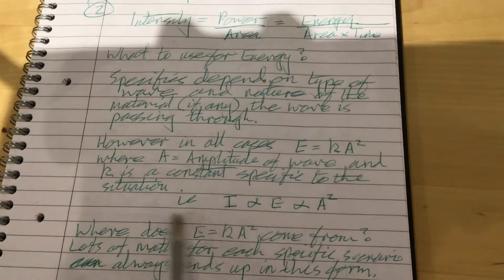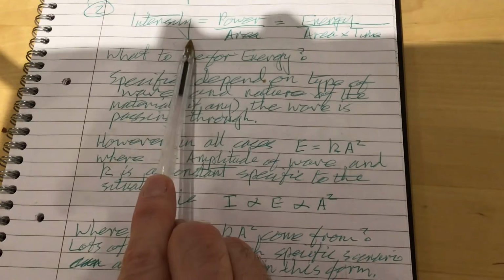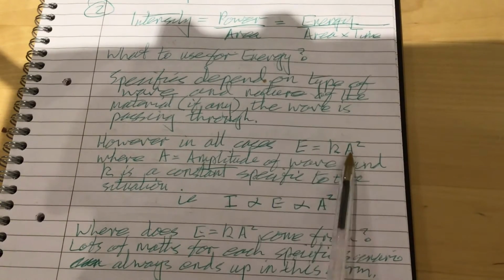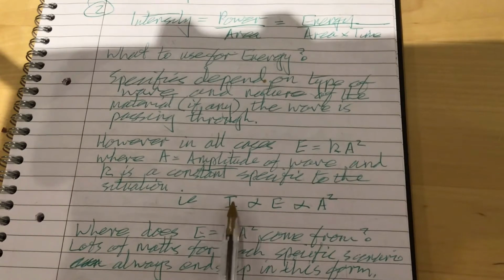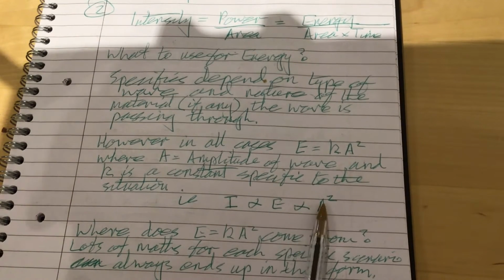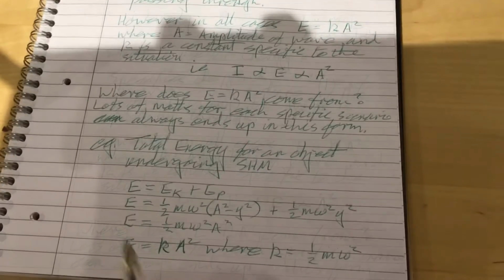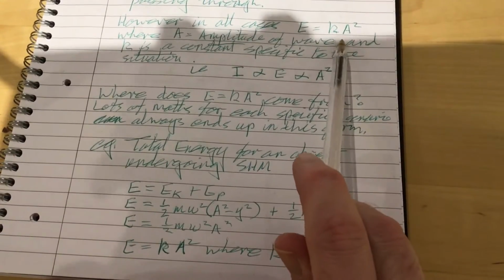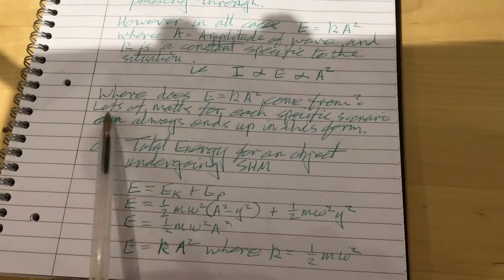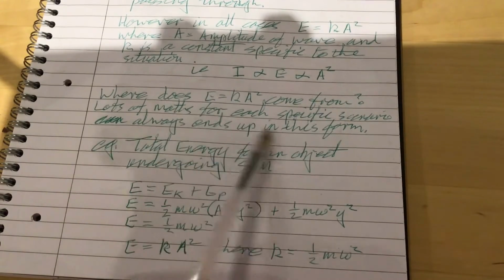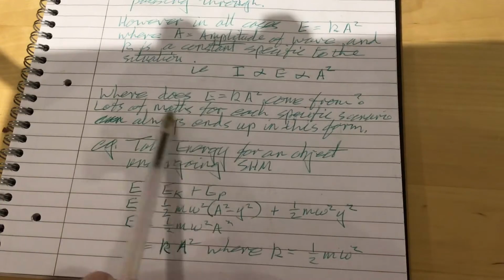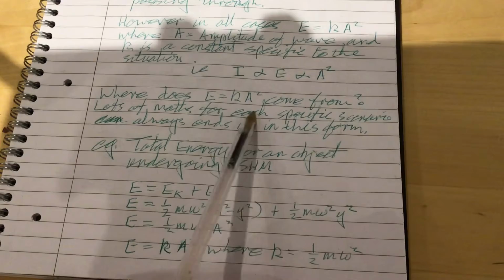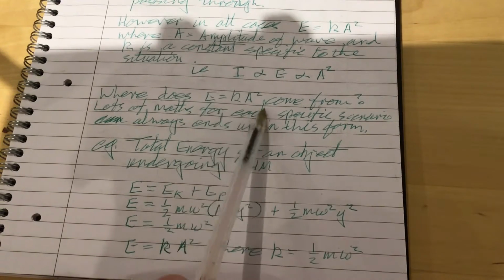And since we know that the intensity is proportional to the energy, and the energy is proportional to the amplitude squared, we can say that the intensity is proportional to the amplitude squared. And the obvious question is, well, where does this E equals Ka squared come from? And the answer is that whatever maths we do for whatever specific scenario we happen to be working in, it will always end up simplifying down into the form E equals Ka squared.